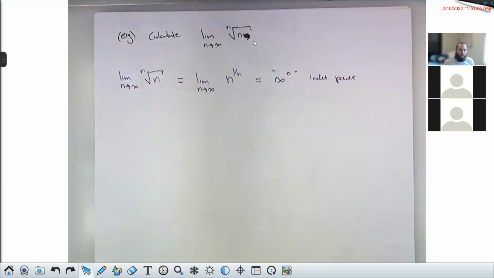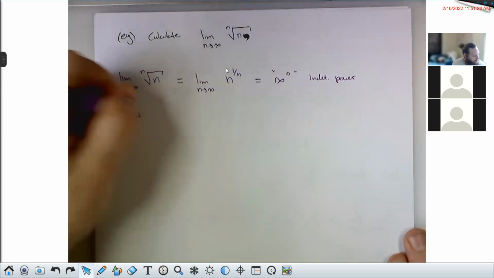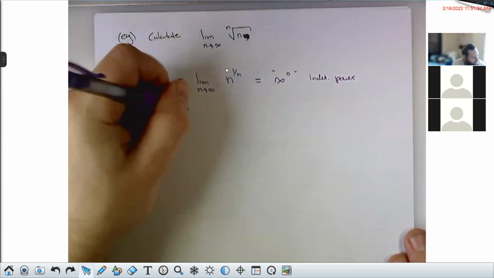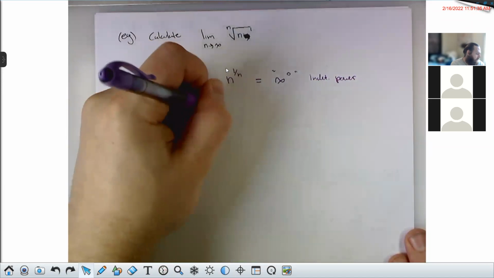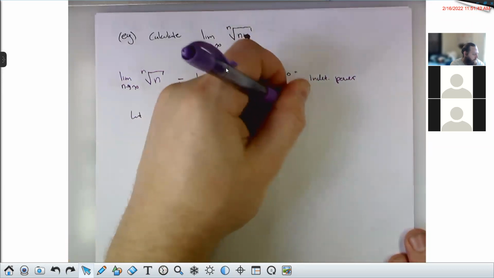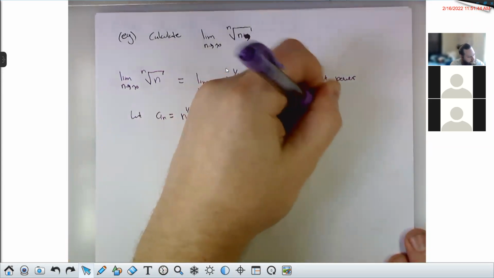There is no nice way to attack this problem directly, but it can be attacked indirectly. And what I mean by that is, and this is how you handle all indeterminate powers, before you do any sort of L'Hopital type stuff, you need to make a decision. And that decision is to work with the natural log of this thing instead of the thing itself.